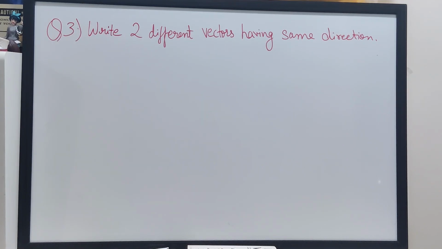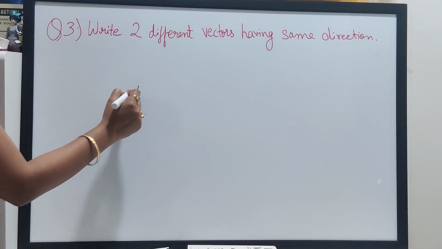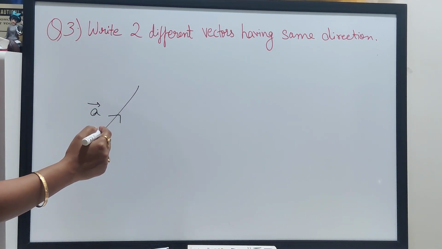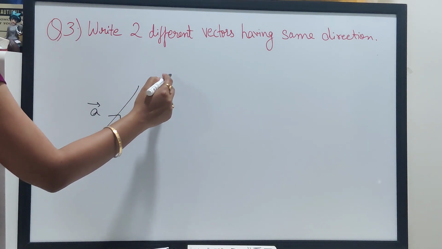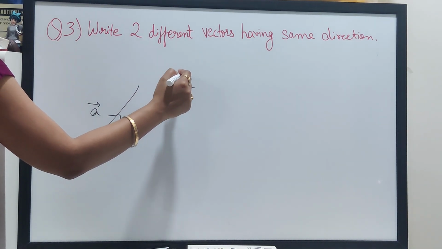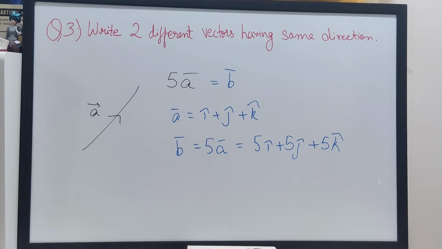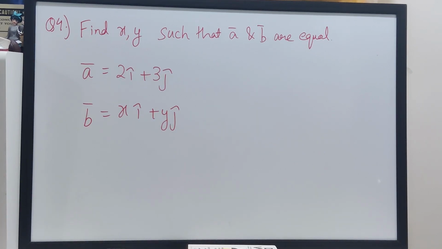Now you have to write two different vectors having the same direction. So for the same direction, the value of A should be equal to lambda B, where lambda can be any value of a scalar, for example 5, 6, 7. So it should lie along the same line.